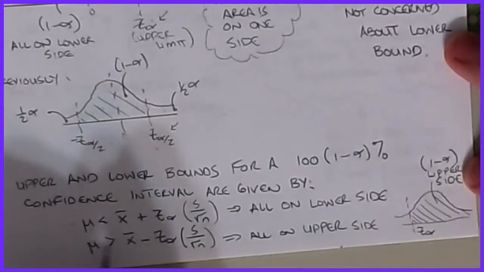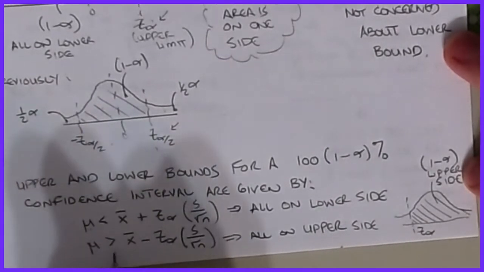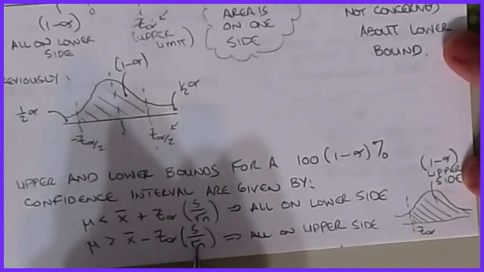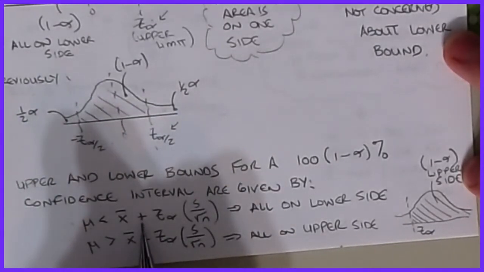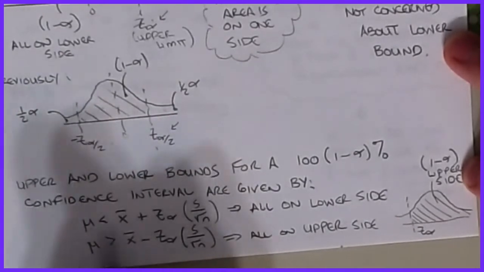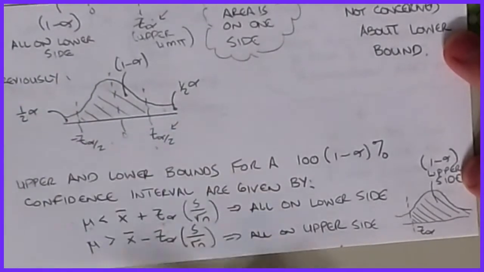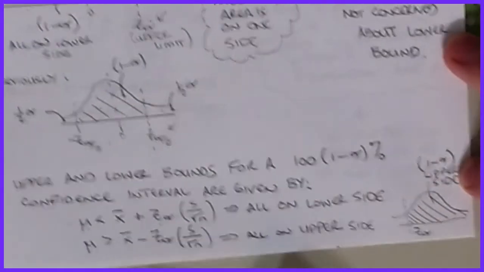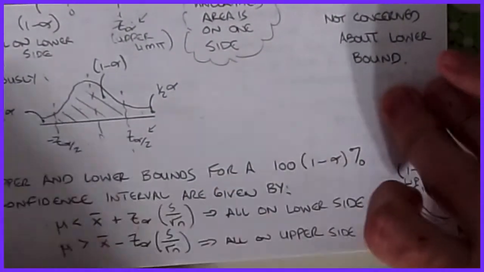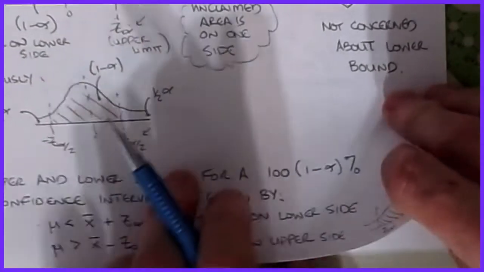And in that case, the lower bound, it should be no surprise, is the population mean is going to be greater than x bar minus z alpha times s over square root of n. So before we were writing everything as this plus minus, and now we're basically splitting it and throwing all of the area into this z term on one side or the other. That's all we're doing, and we're going to construct things accordingly. That will give us all of our area on the upper side.